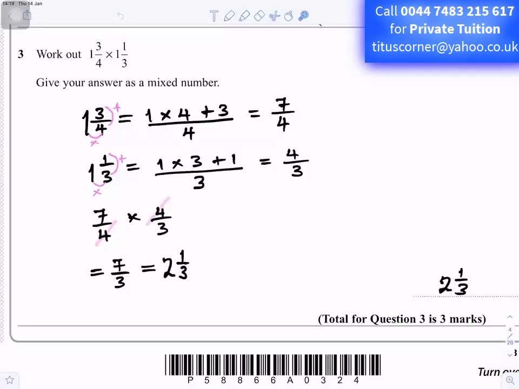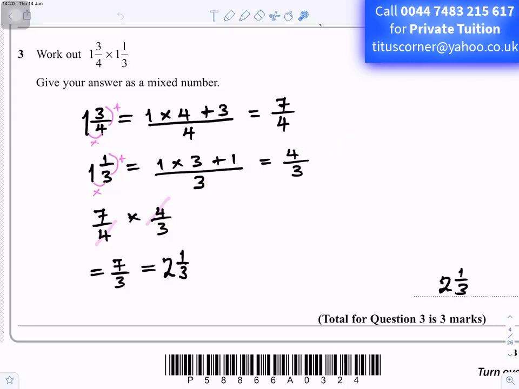Question number 3. Work out 1 and 3 over 4 times 1 and 1 over 3. Give your answer as a mixed number. We need to change 1 and 3 over 4, which is a mixed number, to an improper fraction. So you do 1 times 4 plus 3 goes in the numerator, divided by 4. That's 7 over 4. 1 and 1 over 3, change it to an improper fraction: 1 times 3 plus 1 gives you 4 over 3.